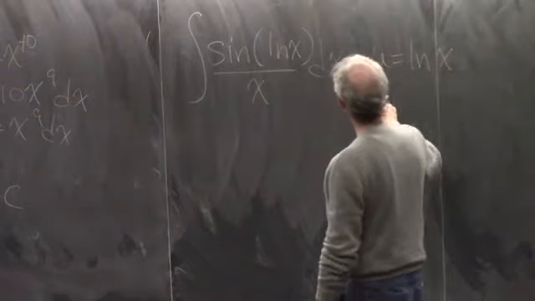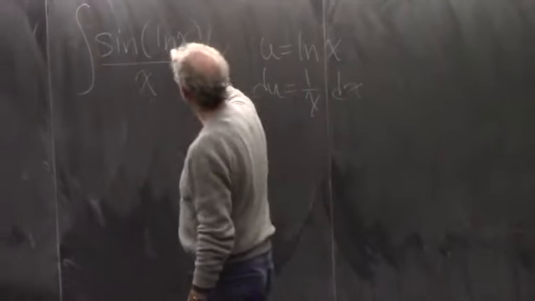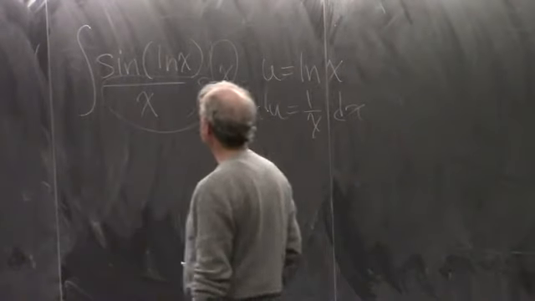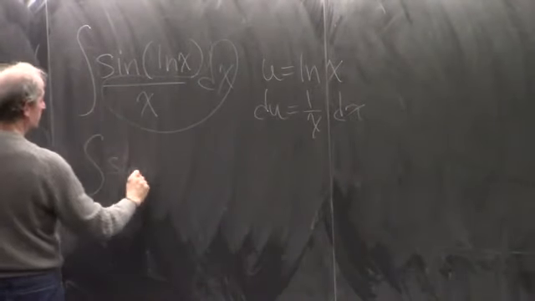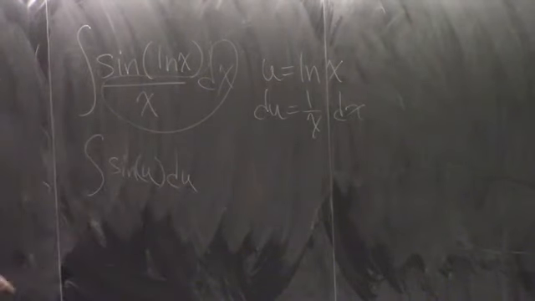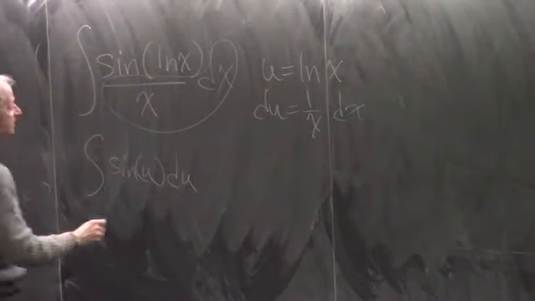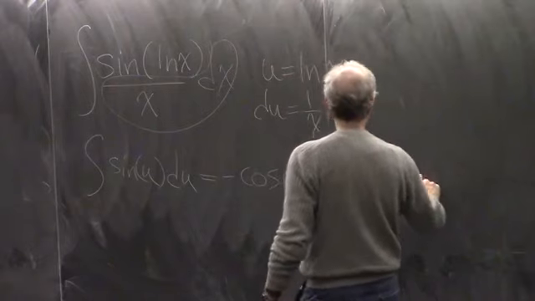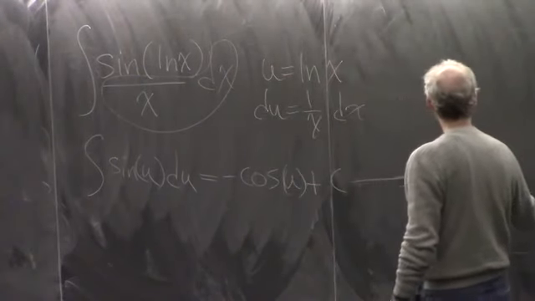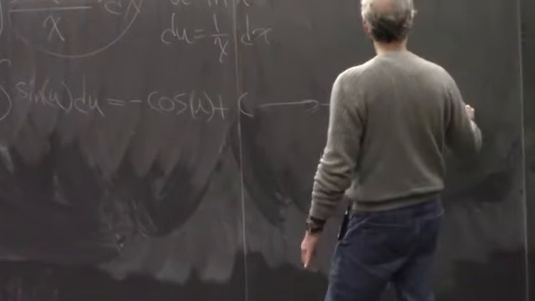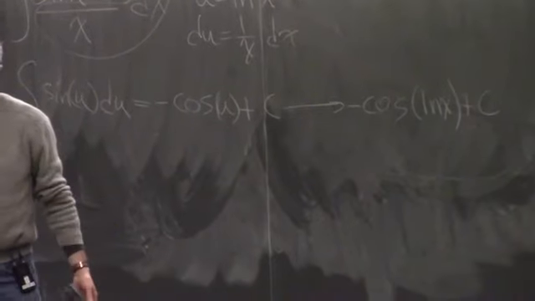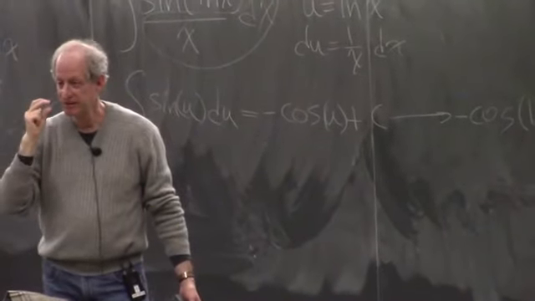Alright, so the derivative of u is 1 over x dx. And look, I have 1 over x dx. That's this. Right? That is 1 over x dx. So this is just sine of u. The integral of that is minus cosine of u plus a constant, and then substitute back: minus cosine of log x plus a constant. How are we doing on that one? Yes? No? Love and life? Not love and life?